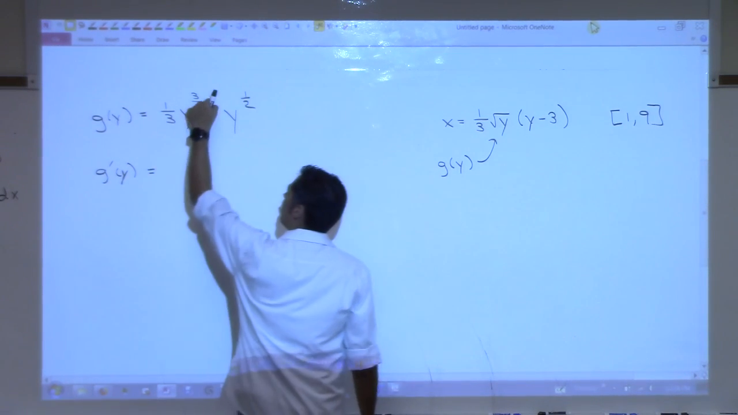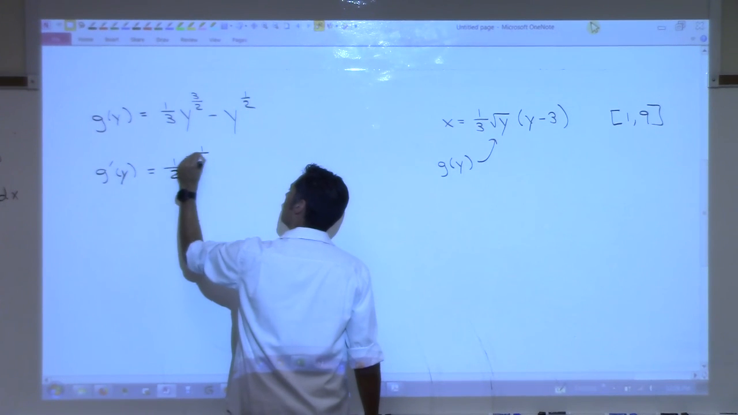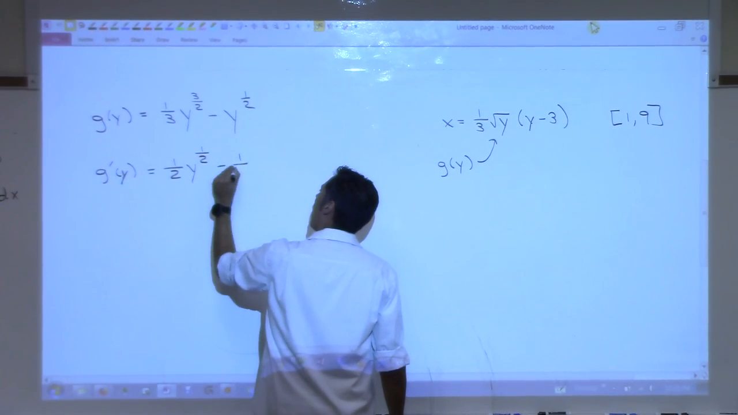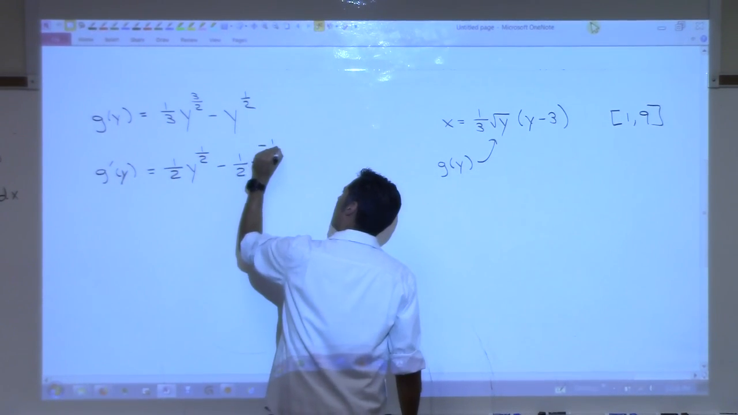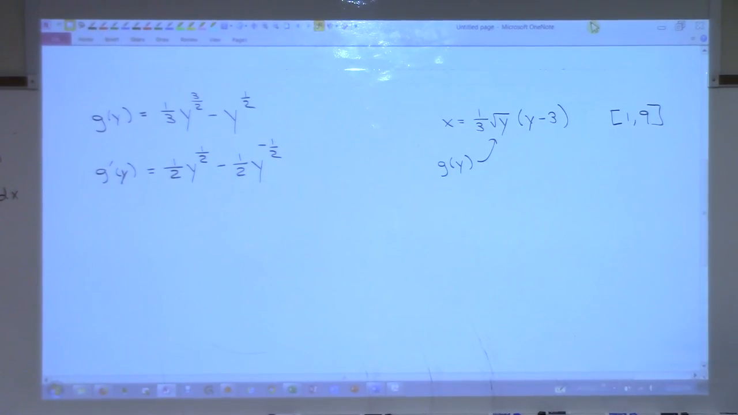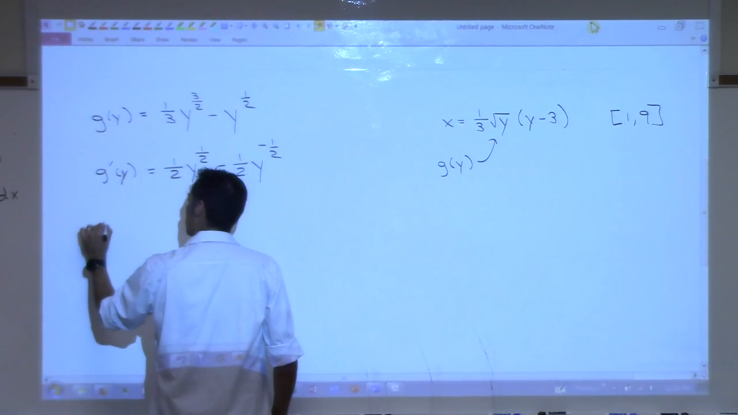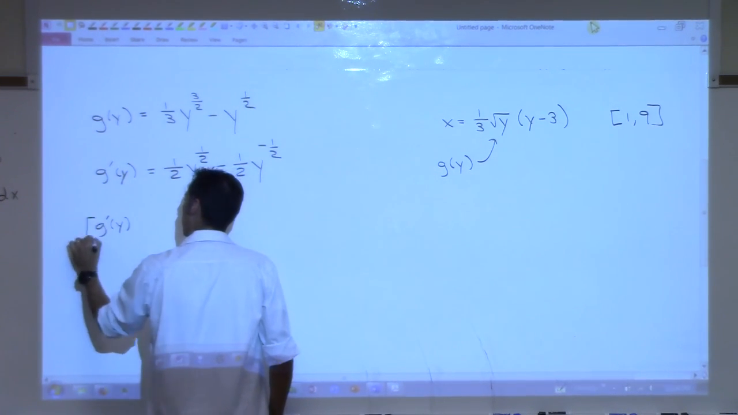All right, so this comes out, that gives me a 1/2 y to the half minus 1/2 y to the negative half. Derivative, power rule. Got to square it. So we take this derivative and we square it.